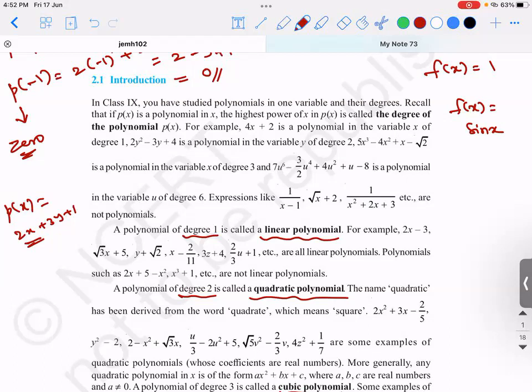Whereas, if you look at expressions like 1 by x minus 1, can I call it a polynomial? No, you cannot. Similarly, you have root x plus 2. Can I call it a polynomial? What is the power of x that is being written there? It is a rational number. It is x power half, plus 2. Similarly, 1 by x square plus 2x plus 3, I cannot call it a polynomial.